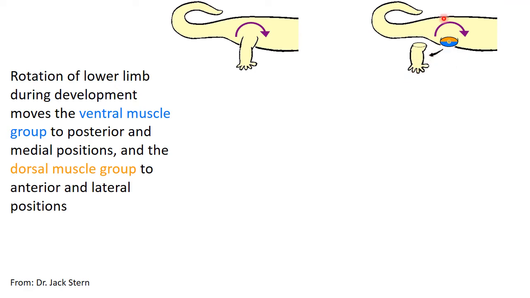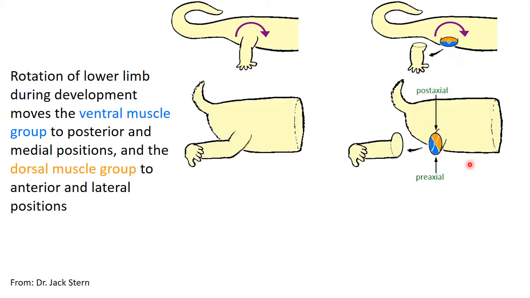So let's take this cross section and we're going to name the ventral muscle group blue, the dorsal muscle group orange, and we're going to rotate it in plane 90 degrees around this axis. And you're going to see it makes this weird looking limb, and we've seen the rotation of the muscle groups respectively, but we're not done there because that doesn't look anything like our lower limb.